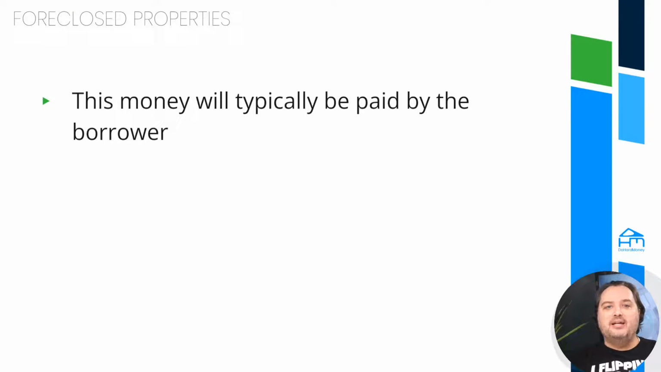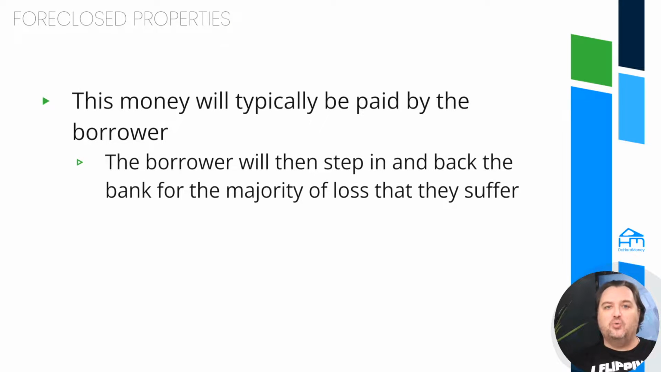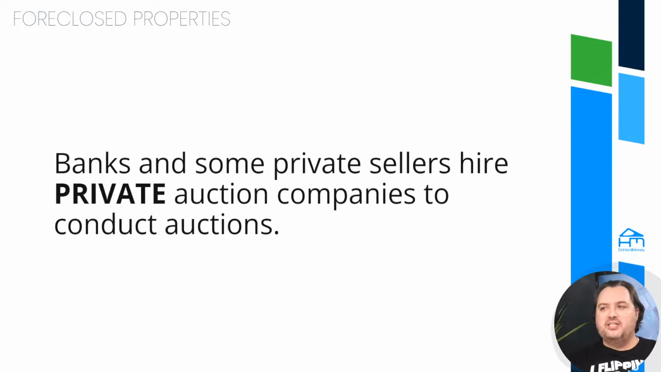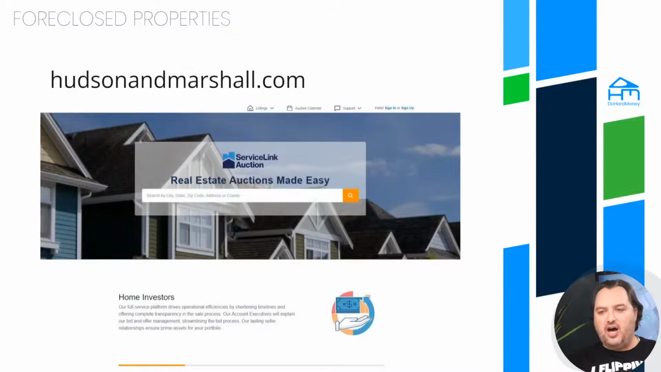The money will typically be paid back by the borrower. The borrower will then step back, and the bank will take the majority of the losses. And basically, banks are motivated. They don't want to have these. They don't want property. They want their money back. Banks and some private sellers hire private companies to conduct these types of auctions.